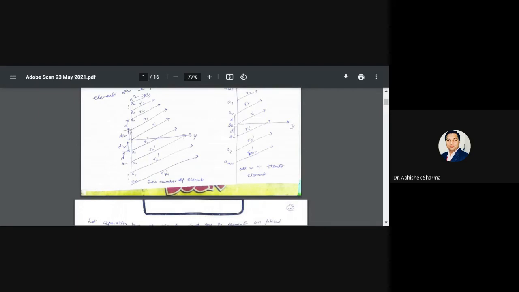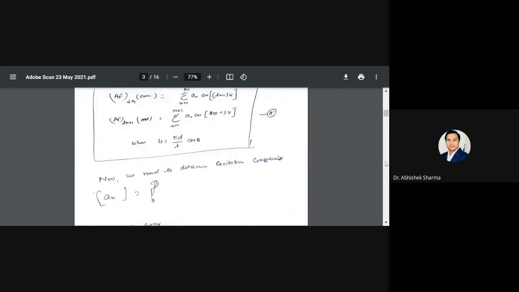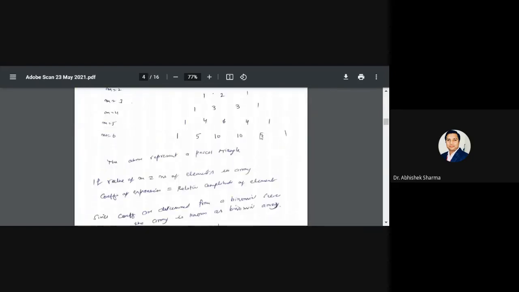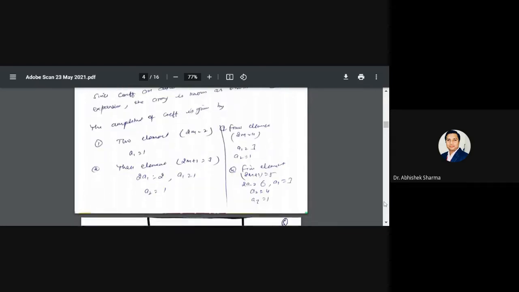Now if the number of elements is odd, then we will put the corresponding coefficients into this diagram, and in this diagram the center is 2a1, so the center value will be equated with 2a1. Otherwise, one side will be equated with this, the other side with this. So this is called the Pascal triangle. From this Pascal triangle we can easily find the values of a1, a2 up to an, and that is the only thing required in the case of binomial arrays.